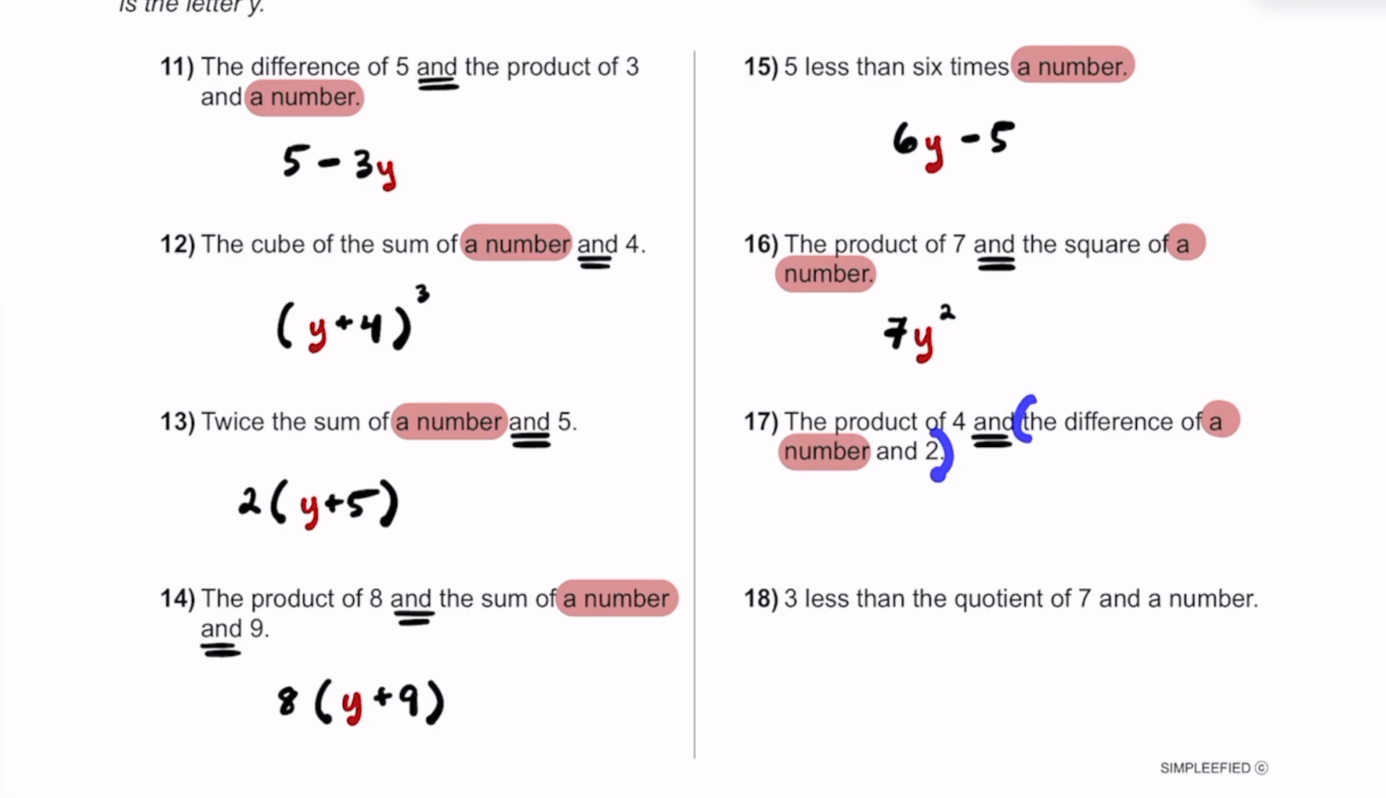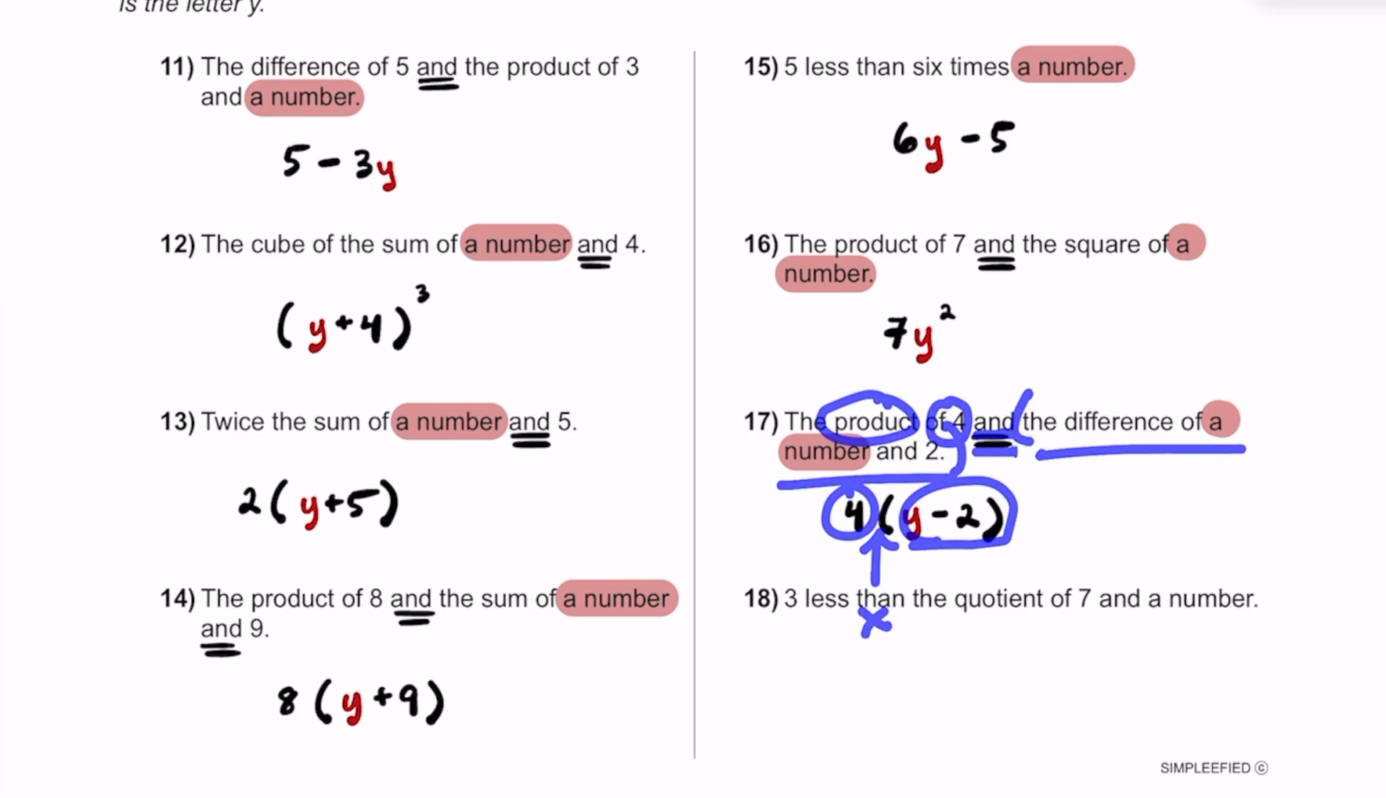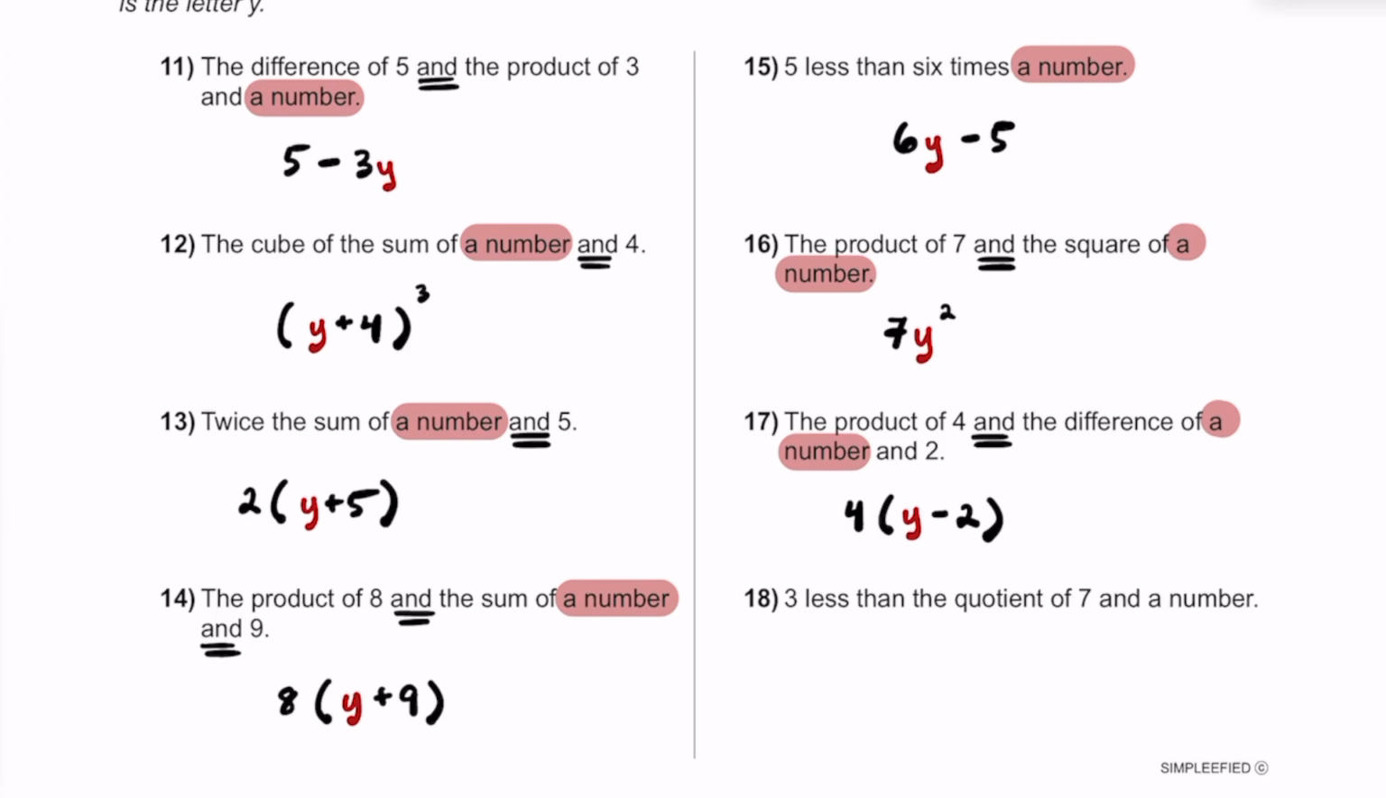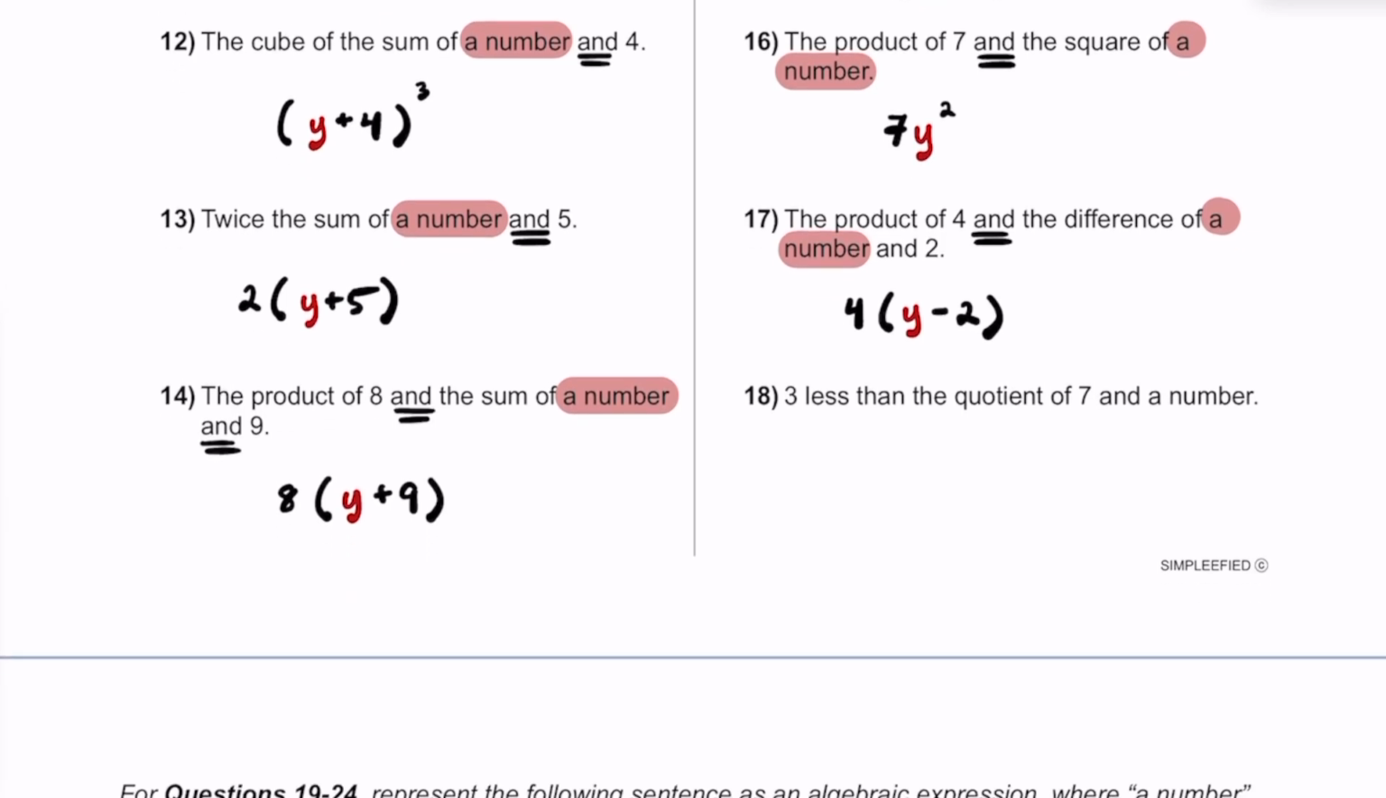So make sure we put this in parentheses just because 4 has to multiply by the entire difference, right? So if we're going to find the difference here, that's going to be y minus 2. That's the difference between a number and 2. And then we're going to multiply that by 4 because we're finding the product here. All right, so this 4 is before the word "and," which means we're finding the product between these two things. So there's multiplication here, right? And then what's afterwards, it's the difference of the number and 2. So that's this part right over here. That's the difference.